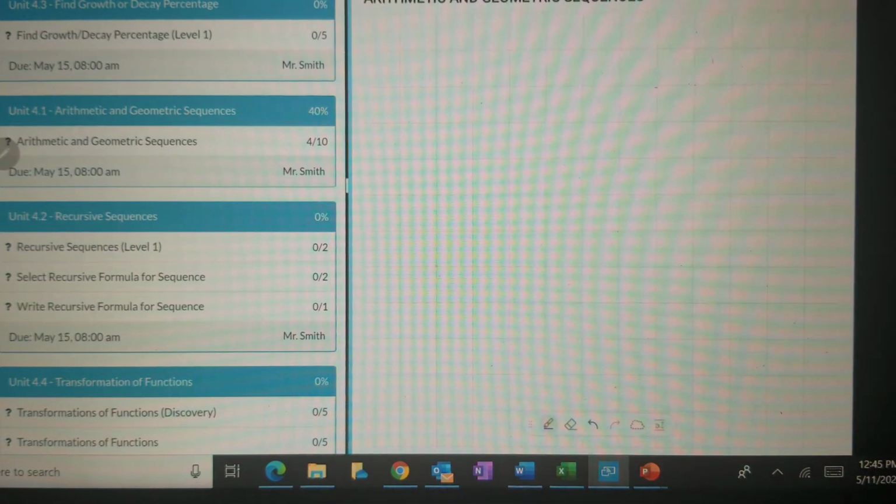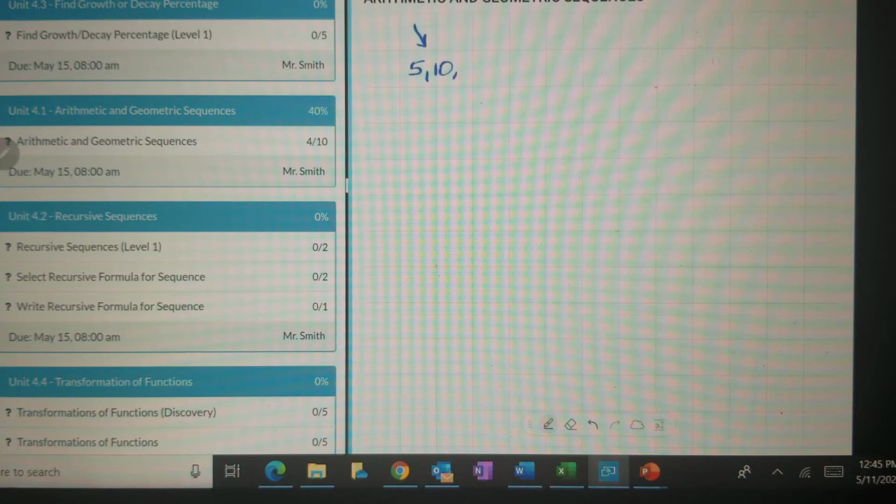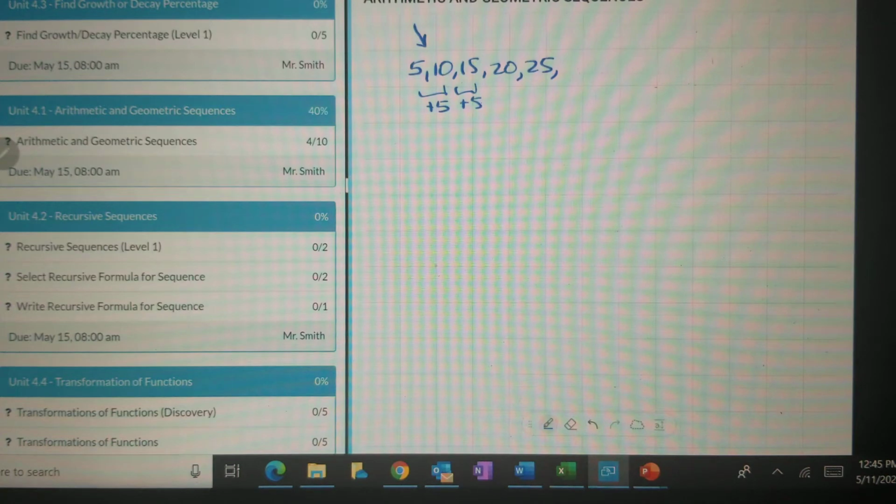All right, first, what are these? An arithmetic sequence, that's super simple. Did you ever count by fives? 5, 10, 15, 20, 25, 30. Okay, and each time you're going up 5, right? These are all going up plus 5. So you skip counted. A lot of people learned how to do multiplication that way.